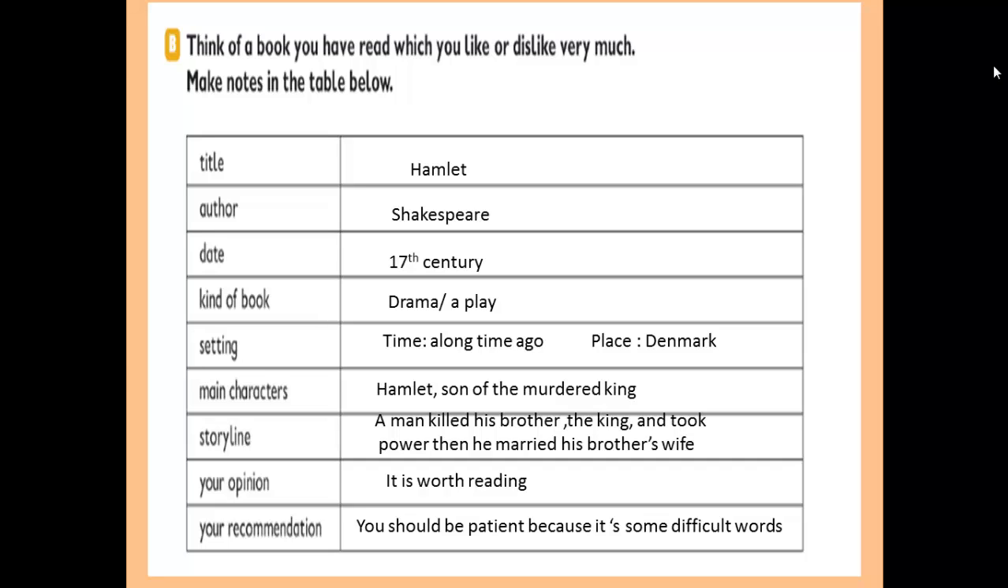Here we have 2 columns. The first one, which is on the left, is title, author, date, kind of book, setting, main characters, storyline, your opinion, and your recommendation.